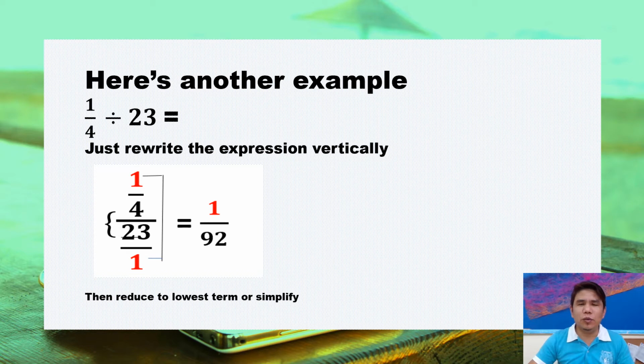But then 23 is a whole number. As you can recall, any whole number can assume a denominator of 1. Therefore, we can write it as 23 over 1. So your new form is 1/4 over 23 over 1. Then you perform our technique. Multiply the outer numbers, so 1 times 1 is equal to 1. Then 4 times 23 is 92. 1 over 92 is already a proper fraction and is already in simplest form.